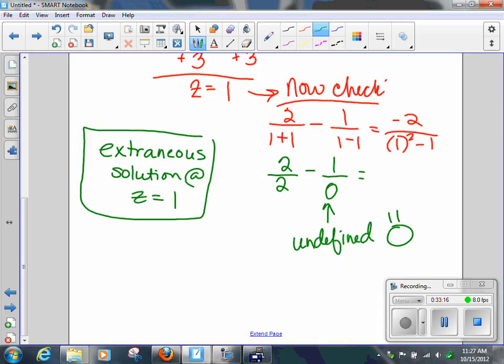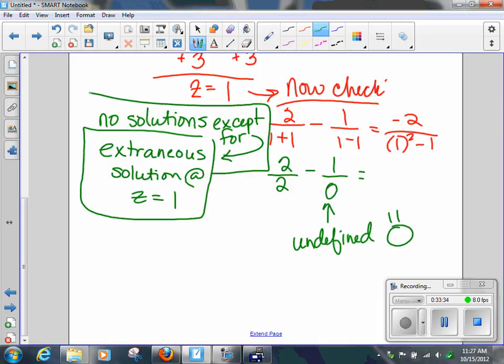But the extraneous solution is at... So there are no solutions except for the extraneous solution at z is equal to 1. Okay? And you're probably not going to see that written out that way on an SOL test, but if you see a no solution, you ought to know, hey, yep, something's up, okay?